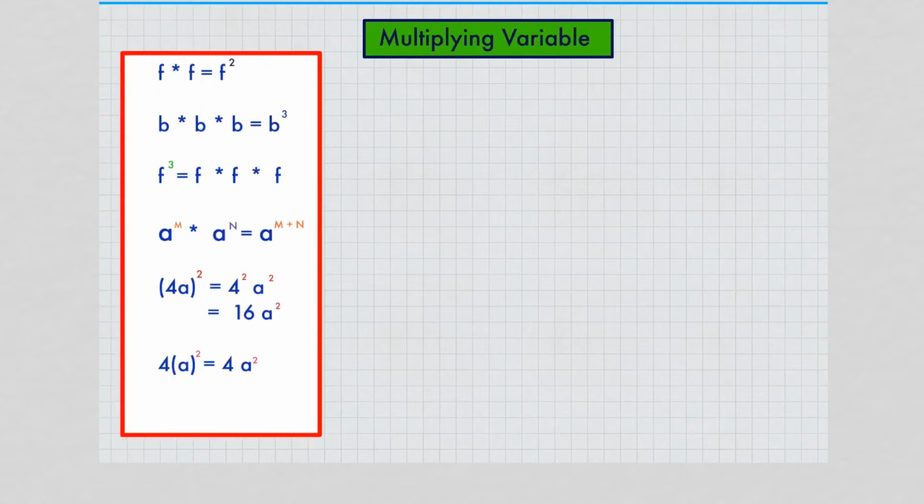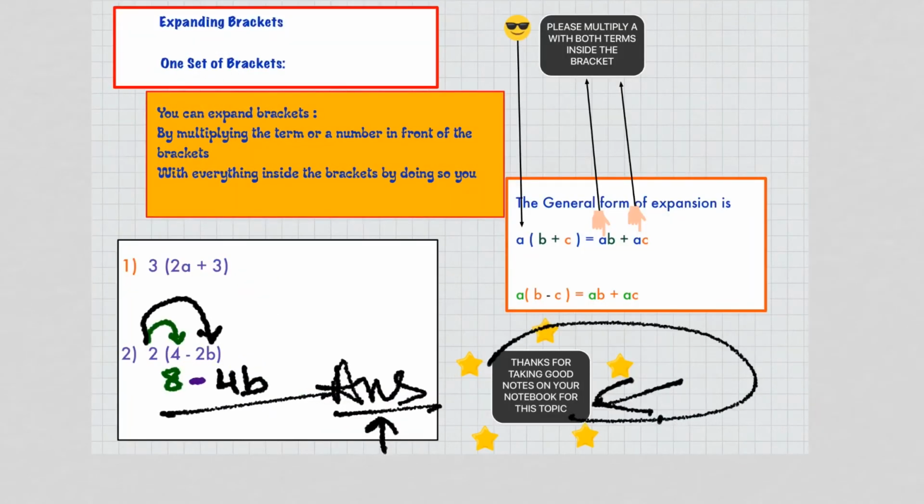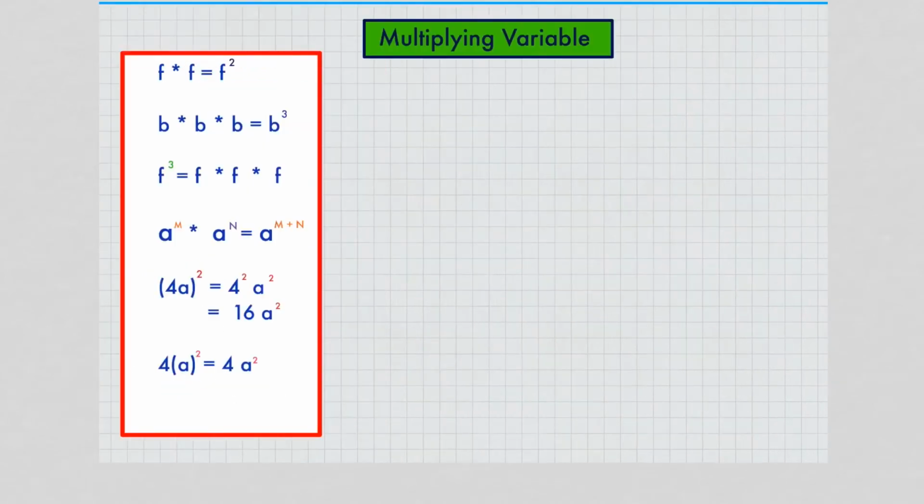Previously we were doing the terms where we have the addition parts. Now it's with multiplying the variable. We were adding the variables before, now we are dealing with multiplication. So f times f would be equal to f squared.